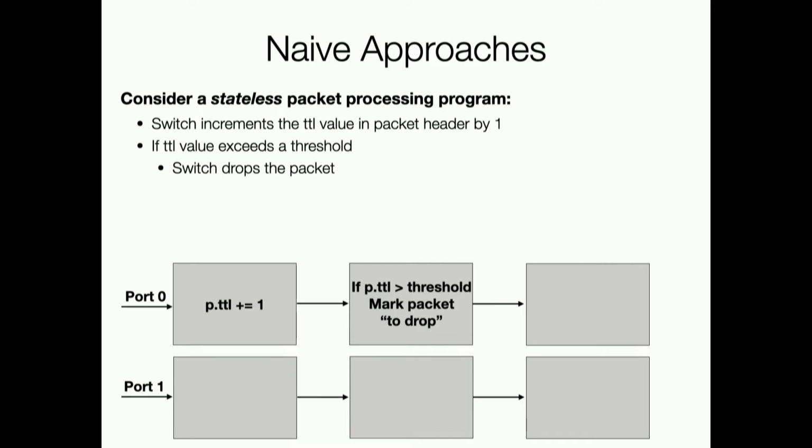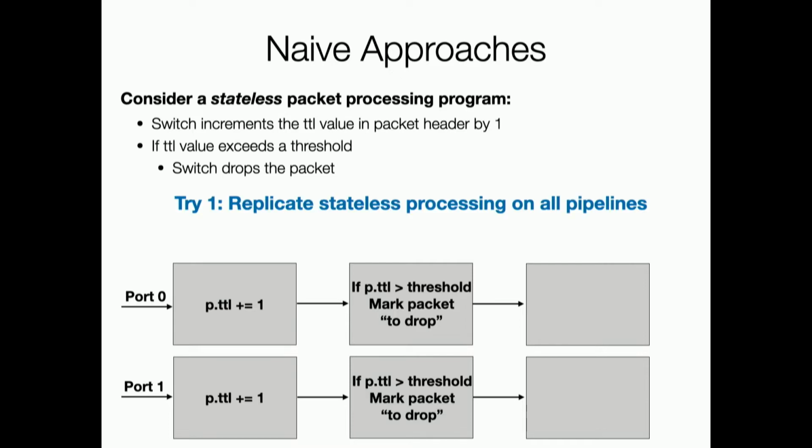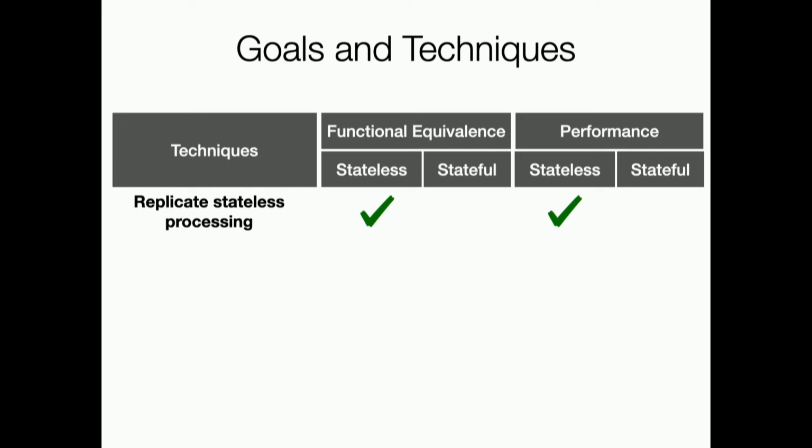That's good. But hey, you have 2 pipelines here. So you want to utilize the full bandwidth of those 2 pipelines. So how do you do that? Very simple. I'm just going to replicate this exact program on the 2 pipelines. And that's it. Done. You can achieve functional equivalence and performance. You can run things at line rate. It's guaranteed to give you functional equivalence. All is good. OK?